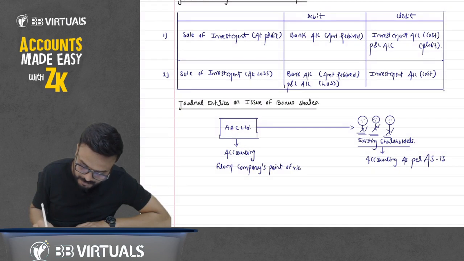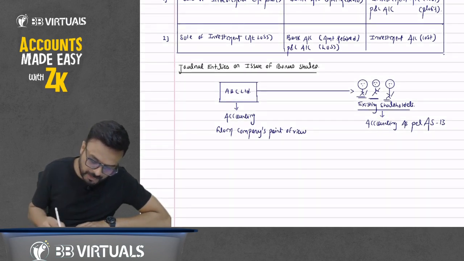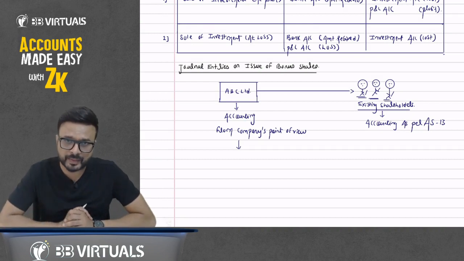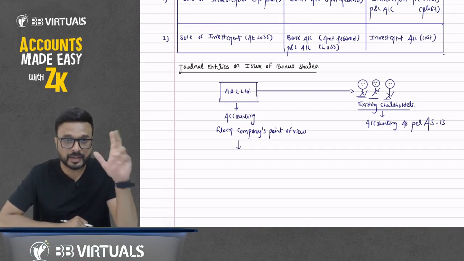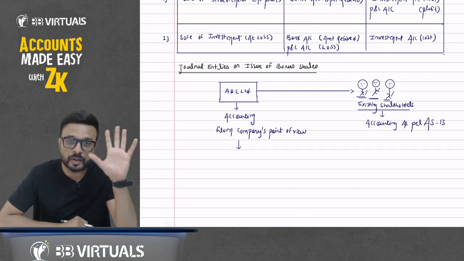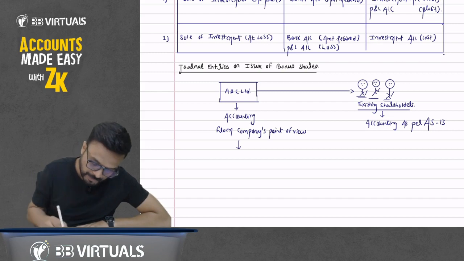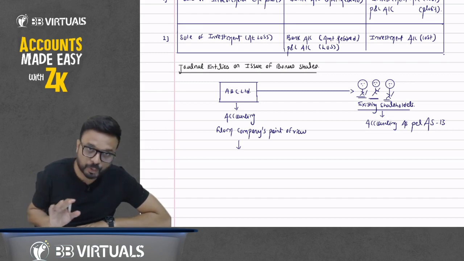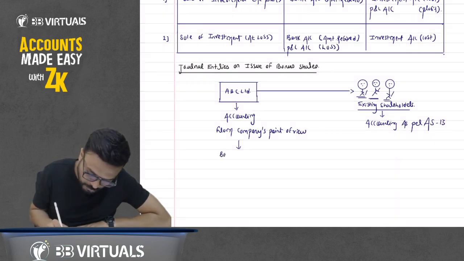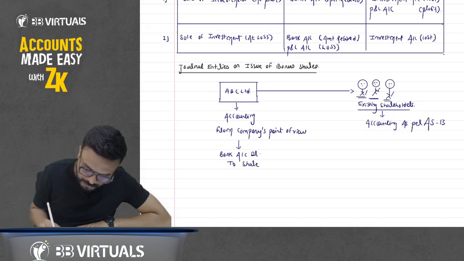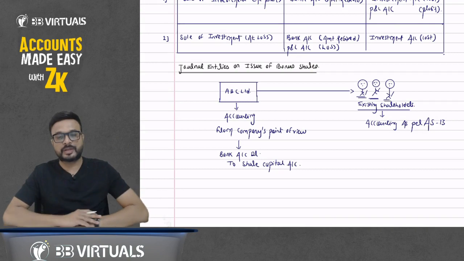Now understand this. When the company issues shares, normally what entry do they pass? Because they have received the amount. They pass the entry: bank account debit to share capital account, because they issue the shares. Don't write bank yet, because I will do some changes here.